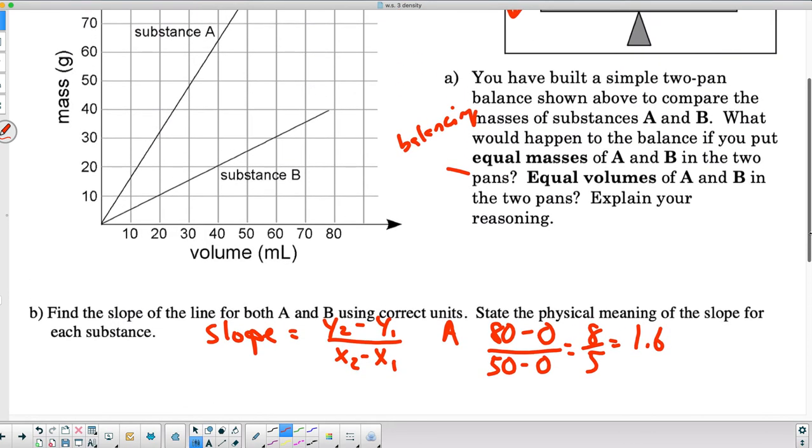So 10 milliliters of A, here is 10 milliliters. I go up to A like that, and then I cut over. This is how this works with a graph. I cut over until I hit B. Now, if it's 10 milliliters, it looks like maybe 16 grams. Okay, that's my estimate. 16 grams of A.